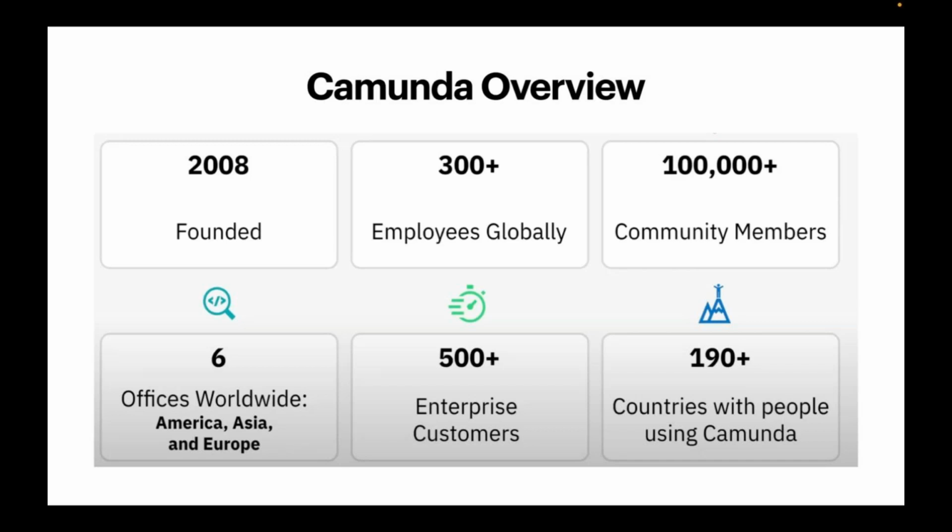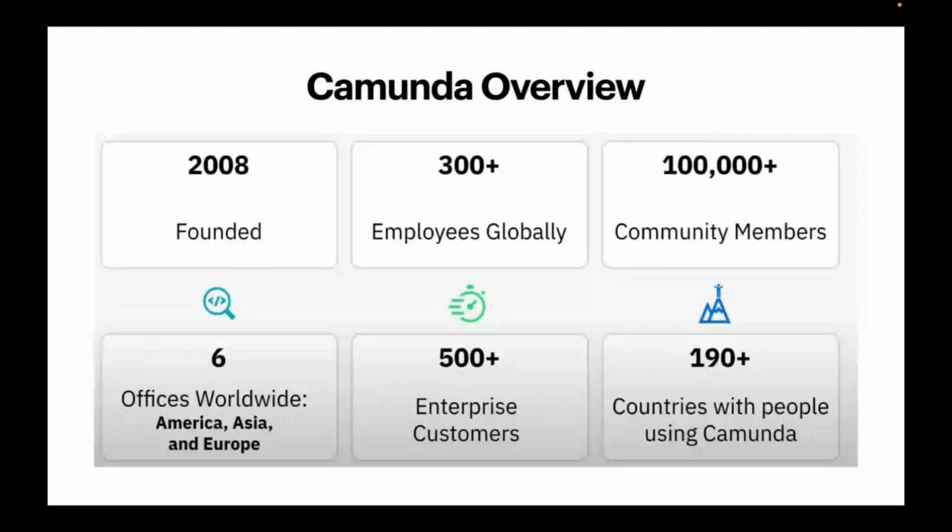However, as we know, Camunda comes as open source, which is the community version, as well as an enterprise version. So overall, there are more than 100K community members out there, and their offices are across the globe, predominantly in Asia, America, and Europe.